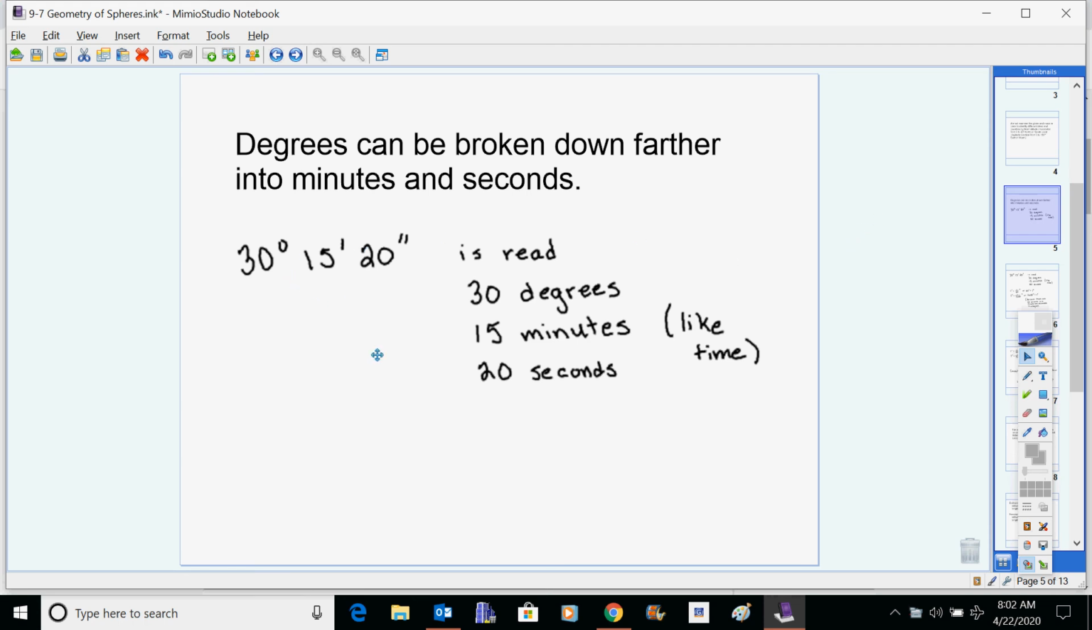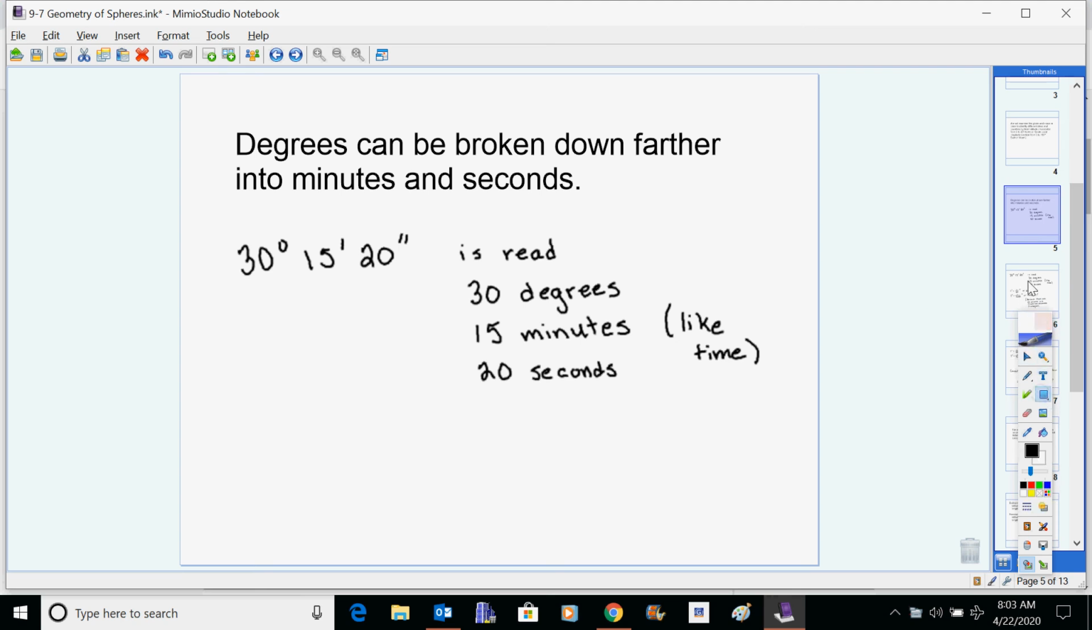So what I was saying before the dog decided to bark super loudly is that degrees can be broken down into minutes and seconds, just like minutes and seconds are part of our time measurement as compared to an hour. So 15 minutes would be a quarter of a degree, and 20 seconds would be 20 seconds as a piece of a minute. Think about time, and then it should make sense to you.